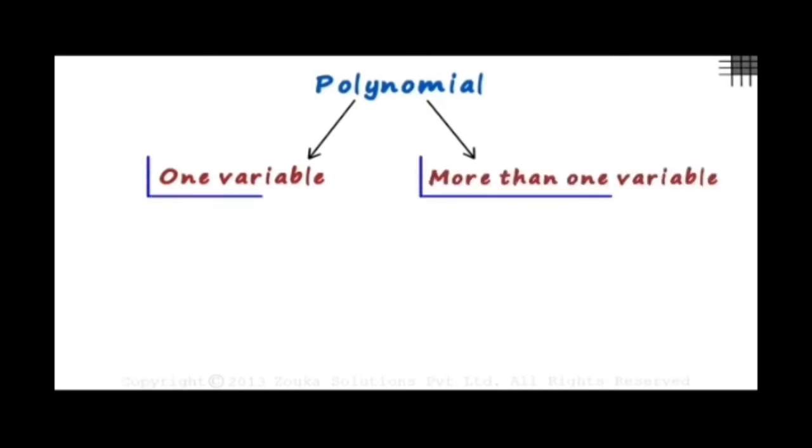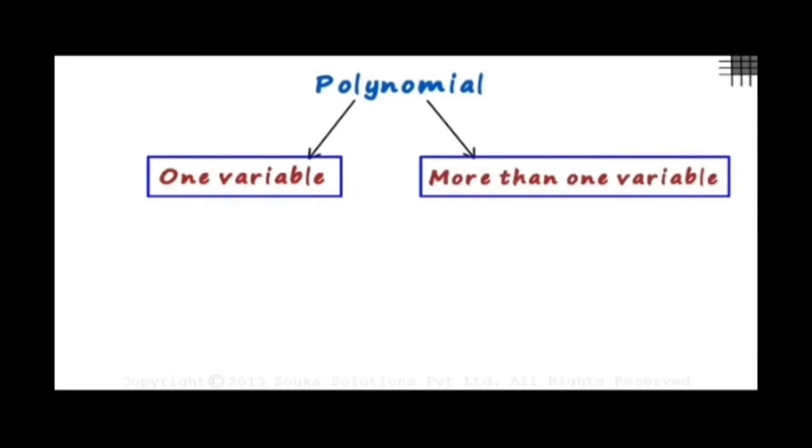There can be two categories of polynomials. The first category is one variable, and the second one has more than one variable. These are the only two possibilities.